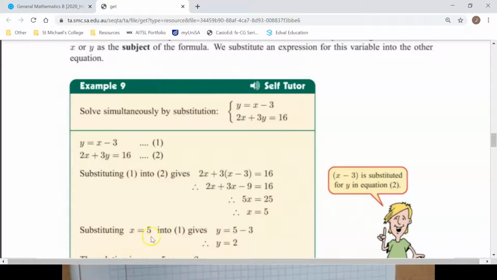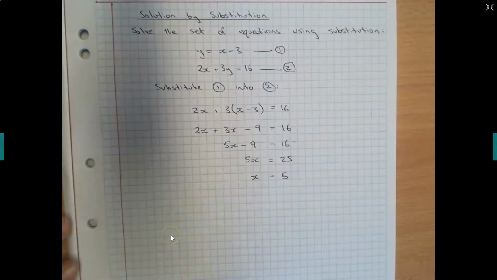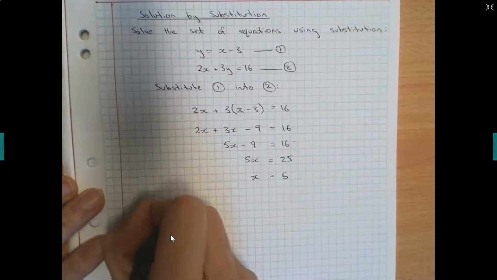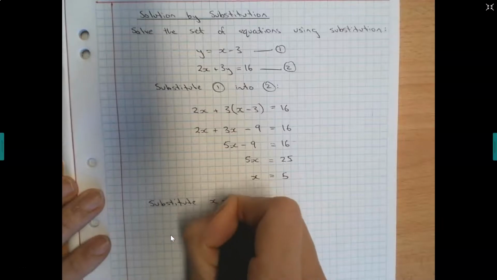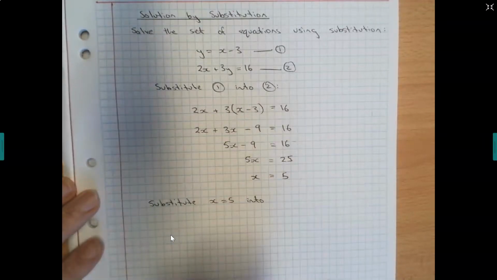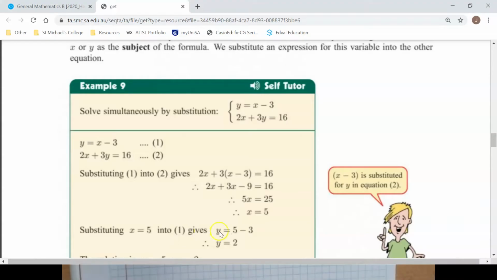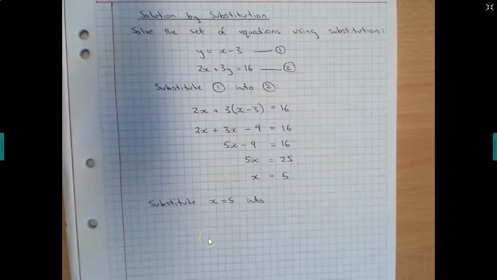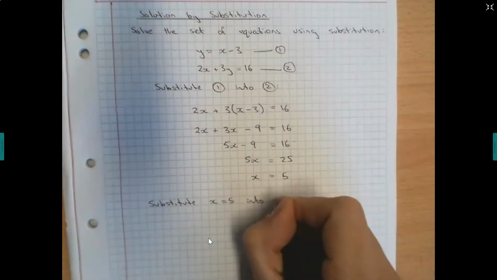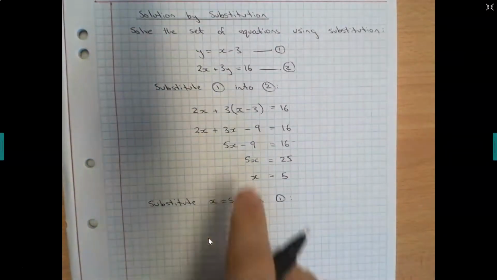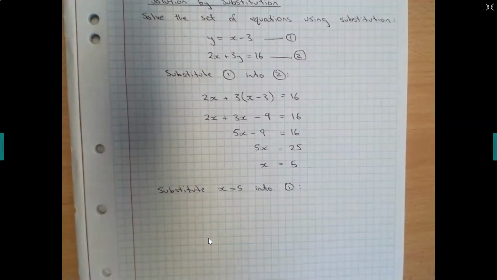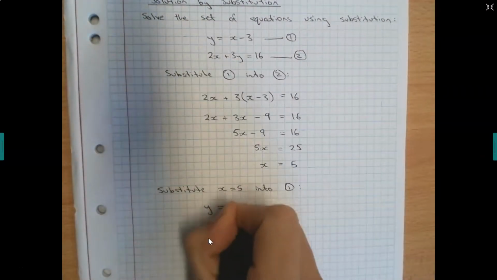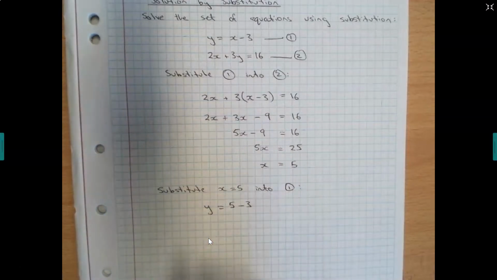And now they're going to substitute that value into equation 1. So substitute x is equal to 5 into, I'll just keep consistent with what they substituted into equation 1. We could substitute it into either equation. It doesn't actually matter, but I'll keep consistent with them. So we're going to substitute our value of x is equal to 5 into this equation here. So we're going to have y is equal to 5 minus 3, which is equal to 2.